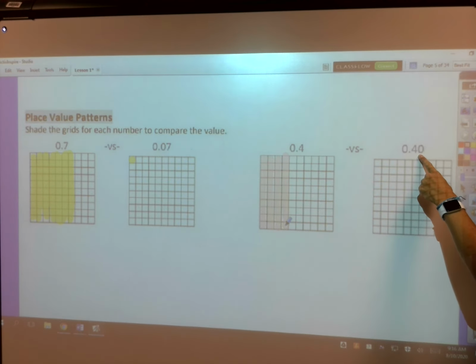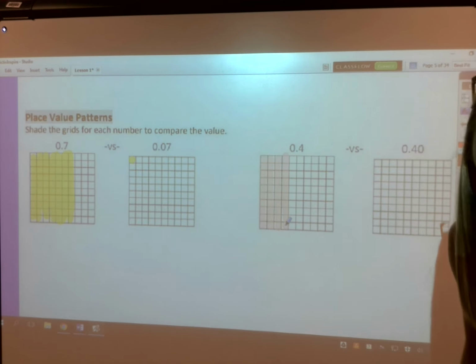How would you say this? It's 40, and what place size go to? It goes all the way to hundreds. 40 hundredths. Remember we said hundredths is this unit cube, right? So 40 of these.